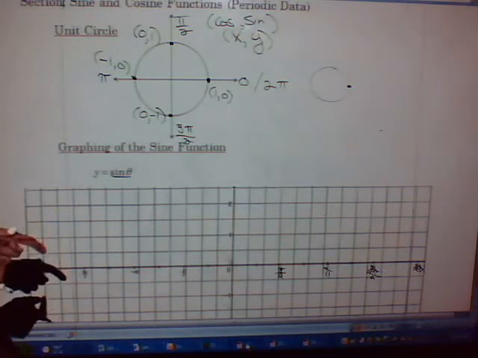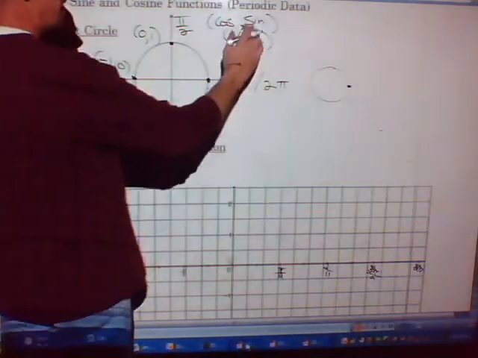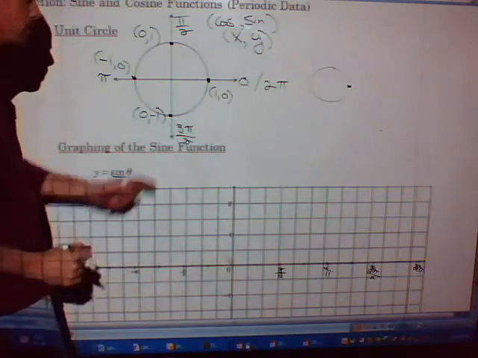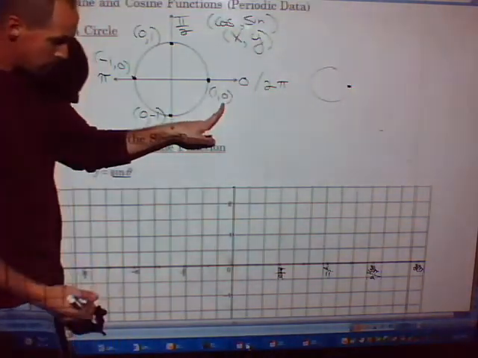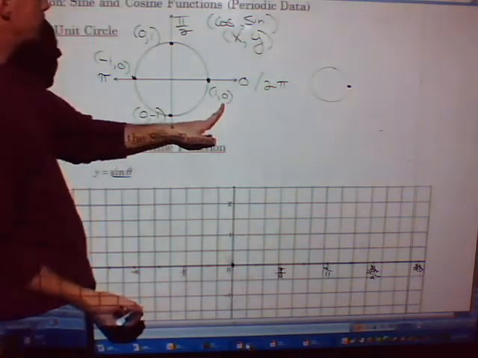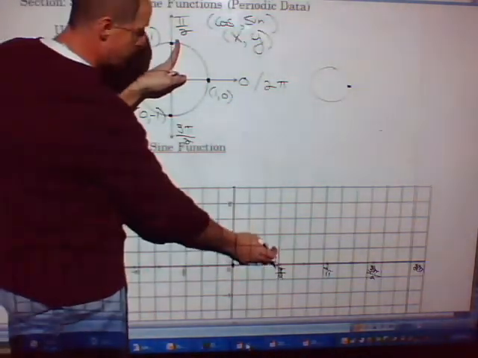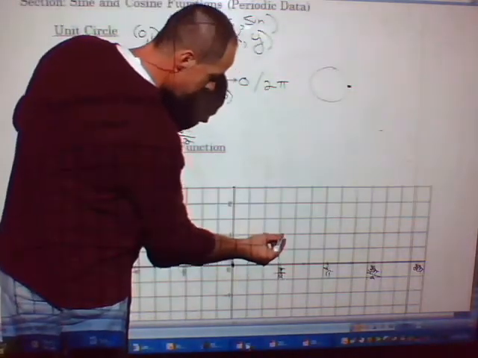So now we're going to start graphing the sine function. The sine function comes from the y values. So here, what's the y value at 0? The y value is 0. So at 0, we're at 0. Now let's move up to pi over 2. So at pi over 2, what's your y value? That's +1. That's right here.